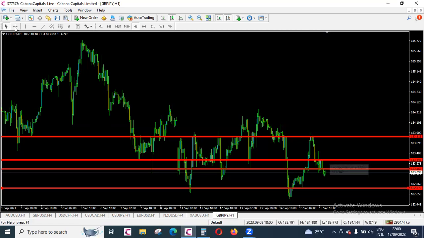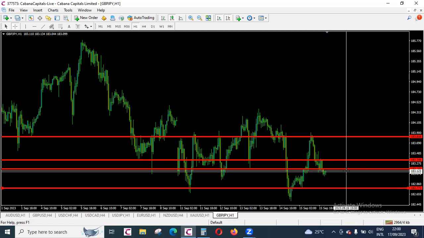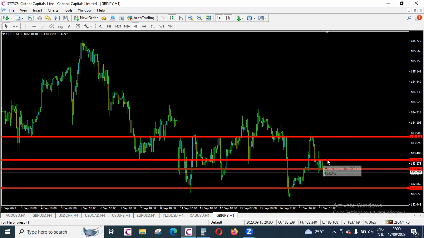involved in executing at this level, this is about 71 pips. If you enter above this level, your risk will be reduced to between 30 and 40 pips. So personally, if I'm to trade GBP JPY, this will be my first entry. Stop loss will be the low of this candle.